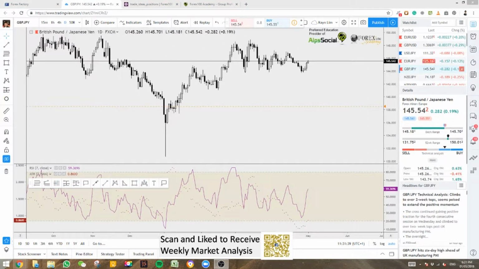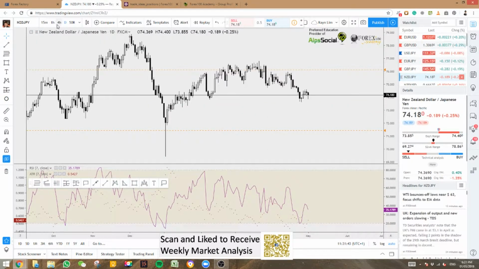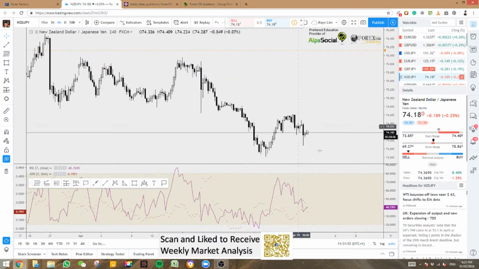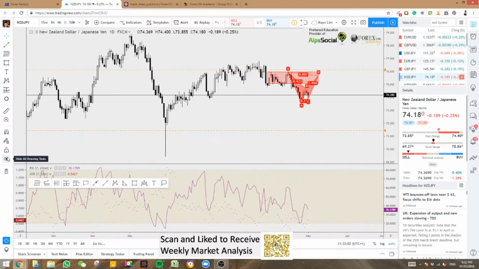Up next, we are going to New Zealand yen. New Zealand yen on the daily chart, market came down, then went up. The consolidation within this area. To the 4-hour chart, might have a harmonic pattern forming up soon. 1 hour chart. So if you do an analysis like this every day, you will be able to spot it as fast as I do.